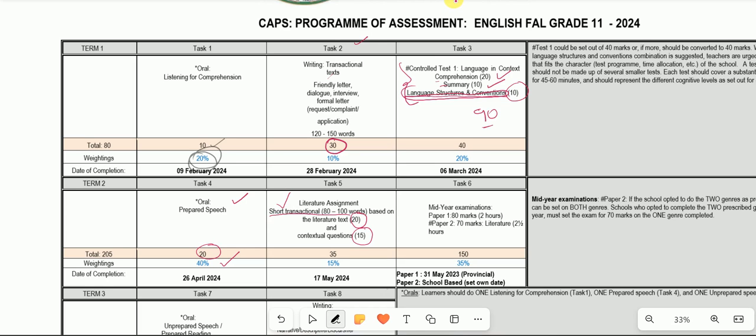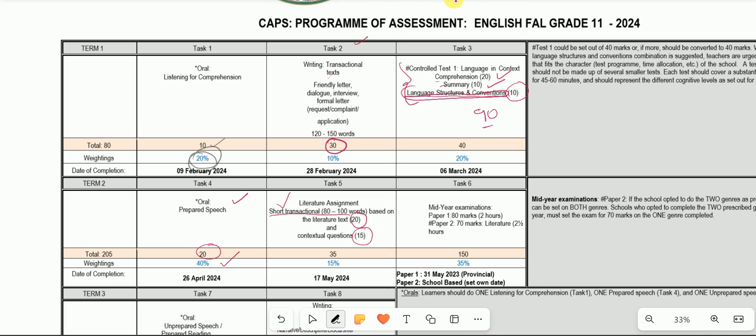You might be asked to write an advert, or a poster for a protest in Sophiatown, for an example, and for that poster you'll follow all the rules, like I've said when I was talking about task number 2, writing. Remember, I was speaking a lot about shorter transactional text.